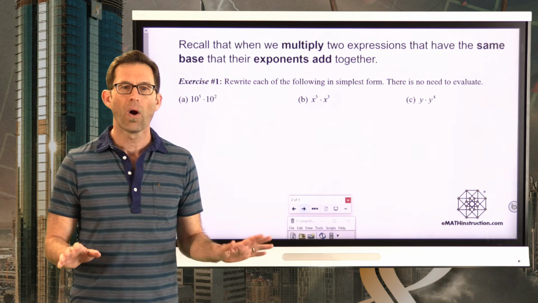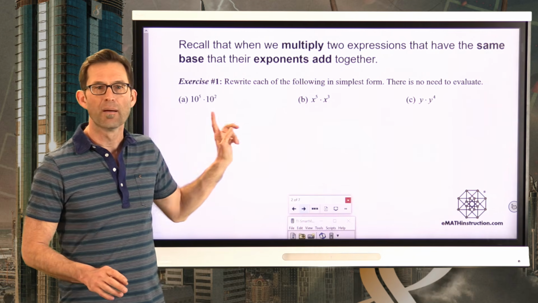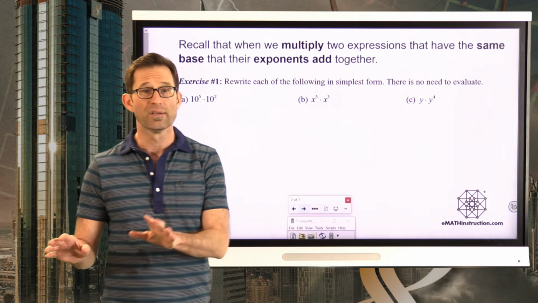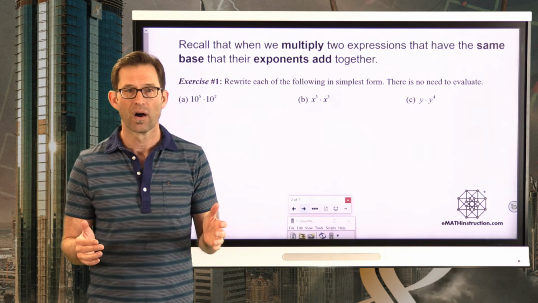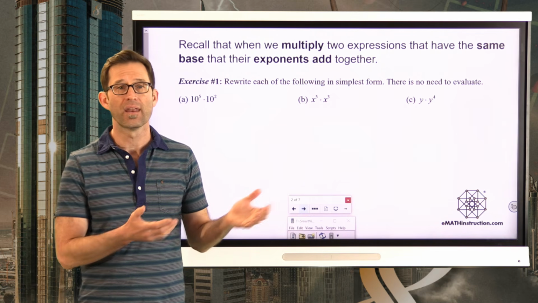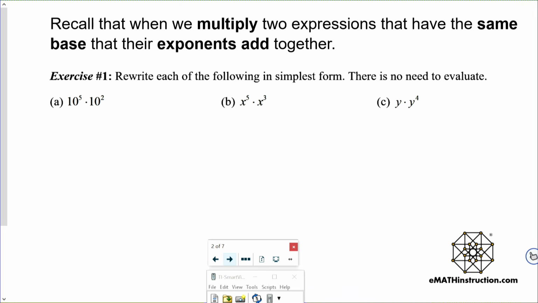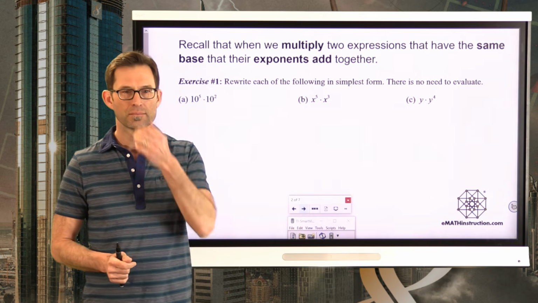Now recall that when we multiply two expressions that have the same base, that's the number or the variable that's being raised to the exponent, their exponents add together. Very, very simple rule. Let's apply it in exercise number 1. Rewrite each of the following in simplest form. There is no need to evaluate. Why don't you go ahead and do so?